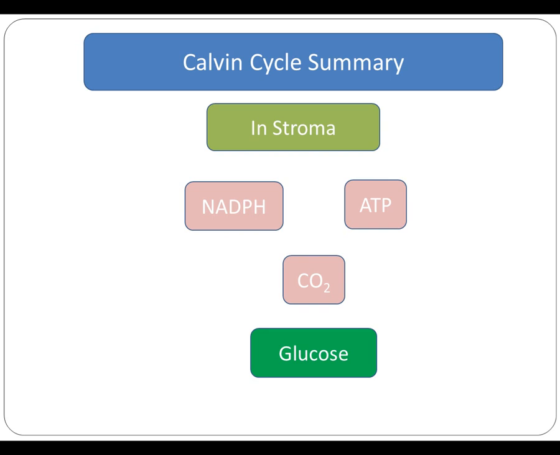This is the summary, not the details at all. It occurs in the stroma. It utilizes energetic molecules from the light-dependent reactions, NADPH and ATP. That energy is utilized to couple carbon dioxide with another 5-carbon molecule to make 6-carbon molecules like sugar, like glucose.